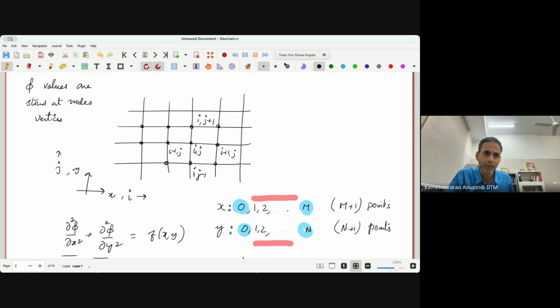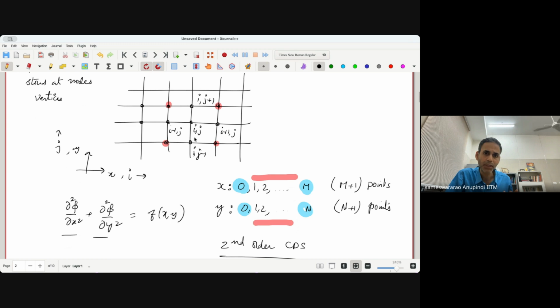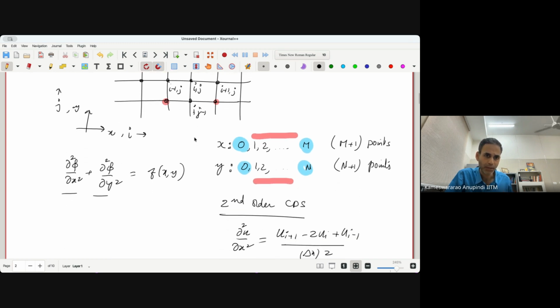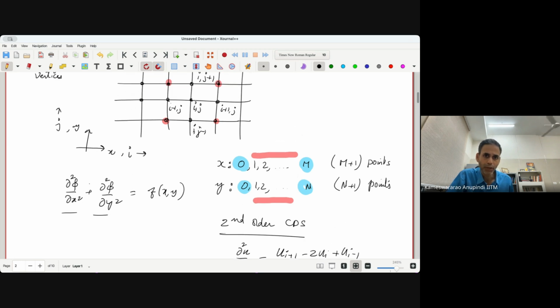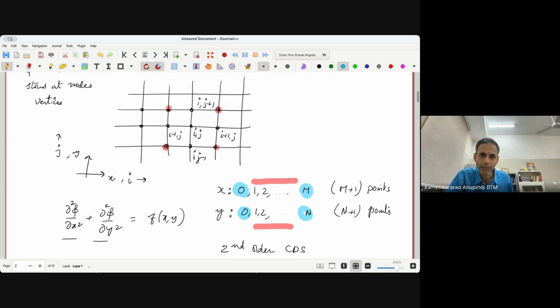Of course, we also have these corner points, which are i+1,j+1, i-1,j+1, i-1,j-1, and i+1,j-1. But then we realize that these corner points do not enter the formulation in the finite difference method. So that's what we will see when we use this. We will only be dependent on these green points, which are basically i+1, i-1, j+1, j-1.